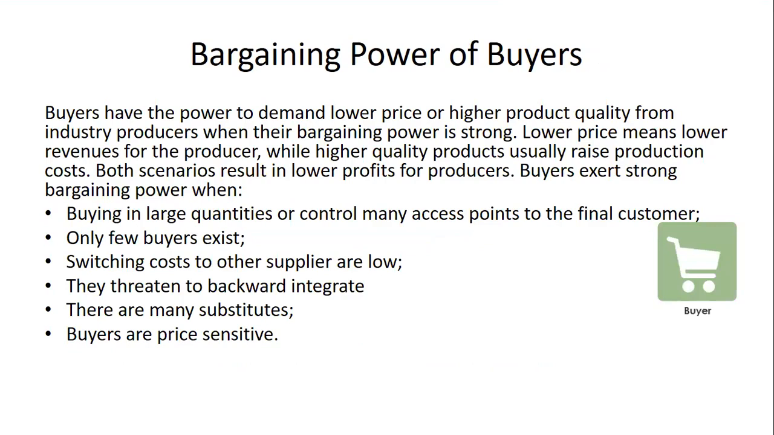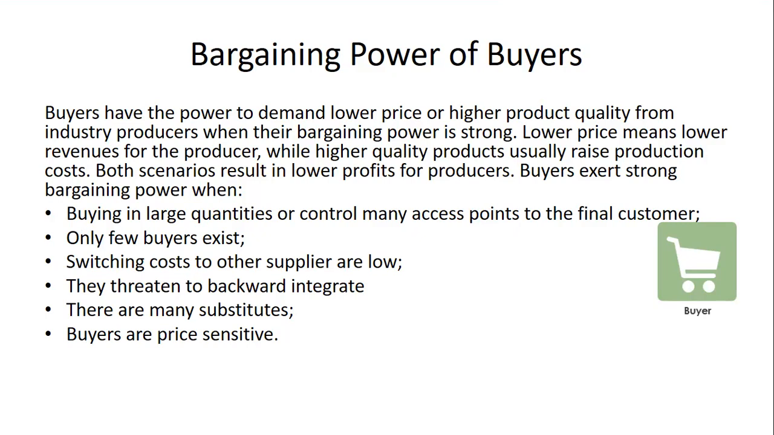So yes, that indicates the demand for a lower price or higher product quality. A lower price means lower revenue for the producer, while higher quality products raise the production cost. So basically, the scenario results in low profit. Now, when can the buyer's strong bargaining power be exhibited, in which of the options? Buying a large quantity or controlling the access points, only a few buyers exist.